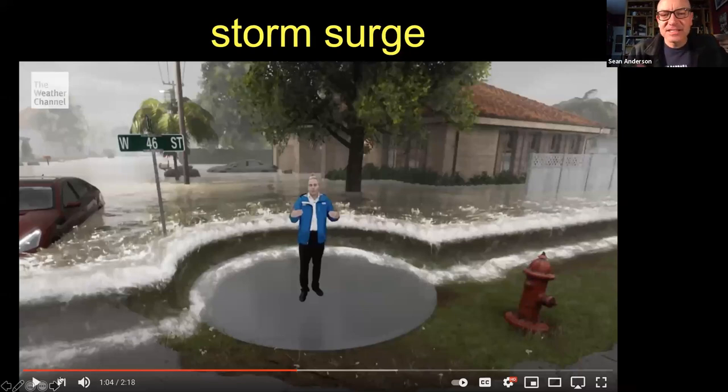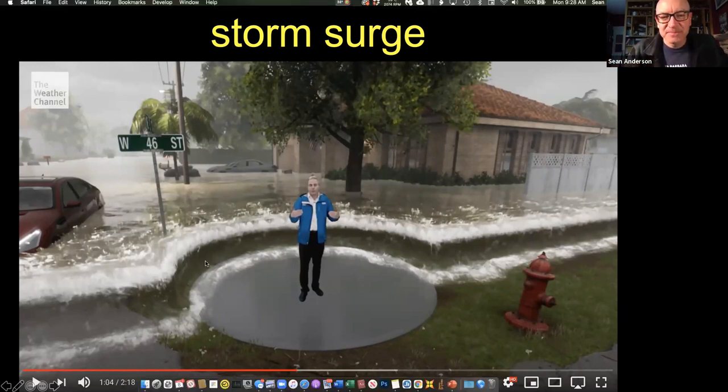So let's take a look and see how these guys are trying to warn people about the coming storm surge in this particular storm.